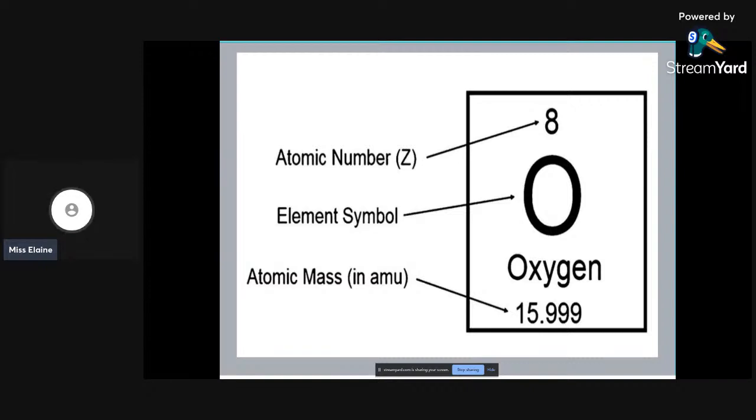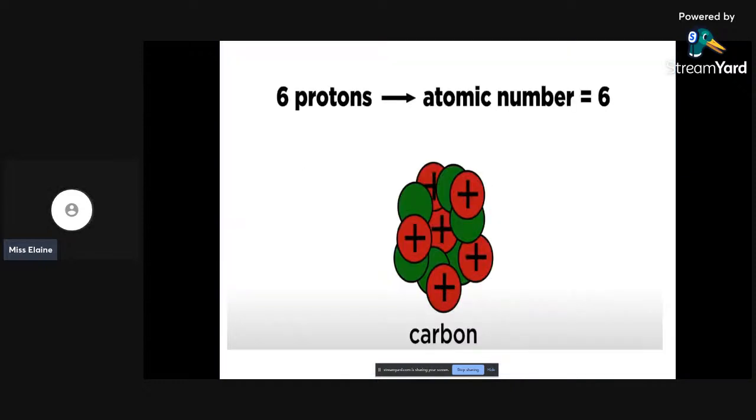16. But in some periodic tables, it has a decimal point. Why? Because it is the average atomic mass of all the isotopes of the element, meaning it has different numbers of neutrons. Though individual atoms always have an integer number of atomic mass units, the atomic mass in the periodic table is stated as a decimal number because it is an average of various isotopes of an element. So again, carbon.